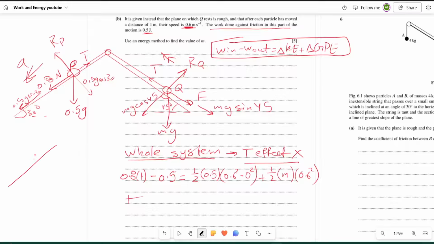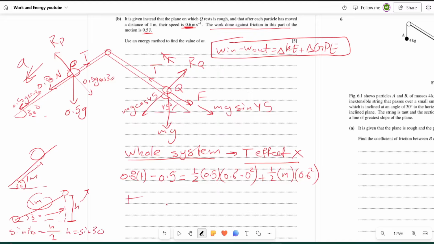So let's take P first. P was here and it moved down 1 meter. This is 30 degrees, right? So if we do a triangle, this is 1 meter and this is 30 degrees. P was here and it started as here. So the difference in height is going to be this height over here. So using trigonometry, sine 30 is going to equal opposite, which is height, over hypotenuse, which is 1. So the height is just basically sine 30. So height equals sine 30.